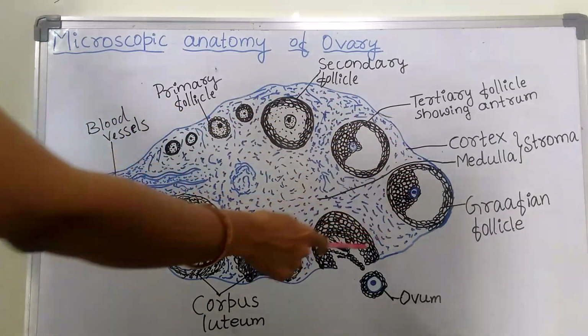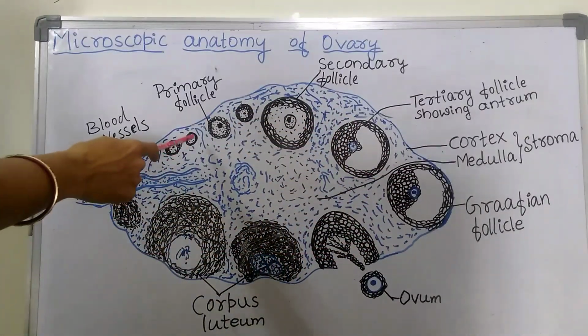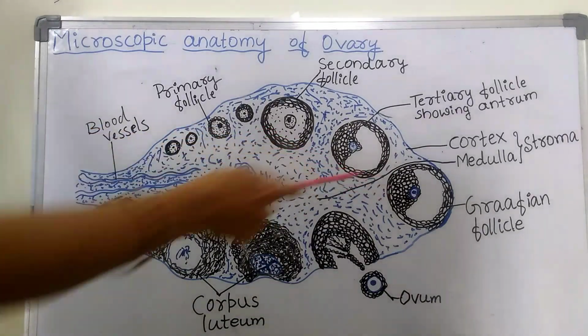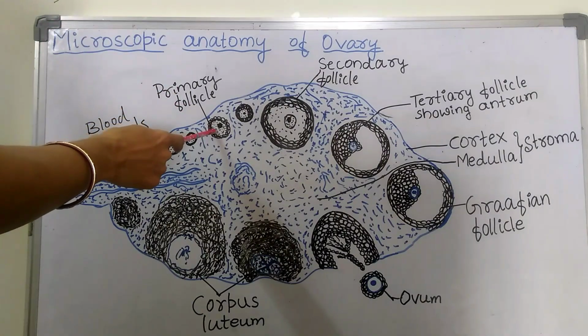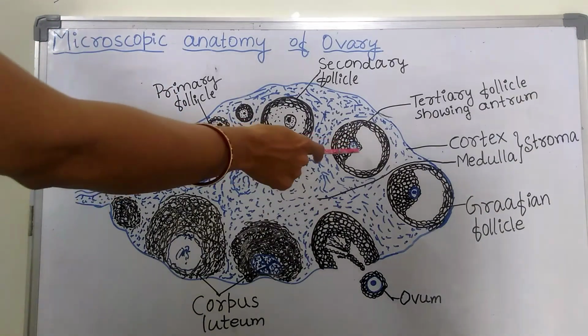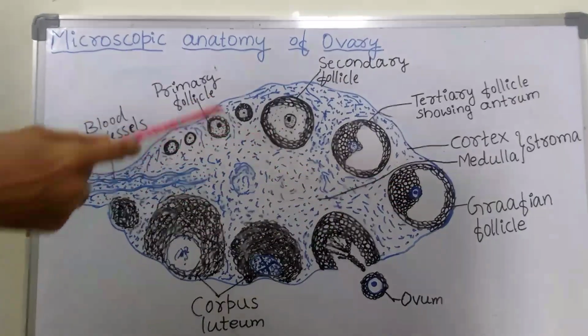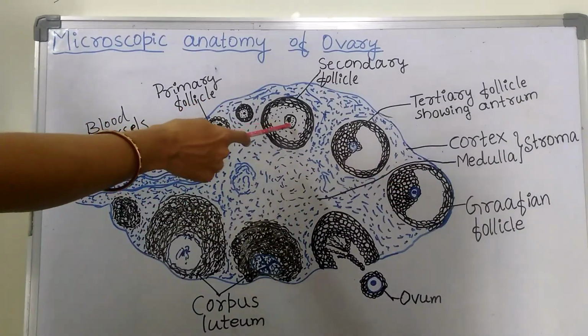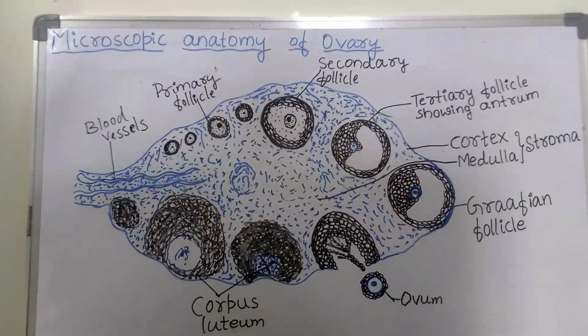This is the anatomy or structure of the ovary, which contains ovarian follicles. Inside the ovarian follicles, the development of the egg takes place. Ovarian follicles include primary follicle, secondary follicle, tertiary follicle and Graafian follicle. Inside these follicles only, the development of the egg takes place.